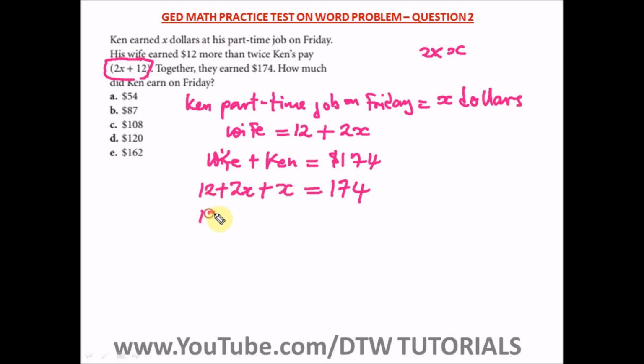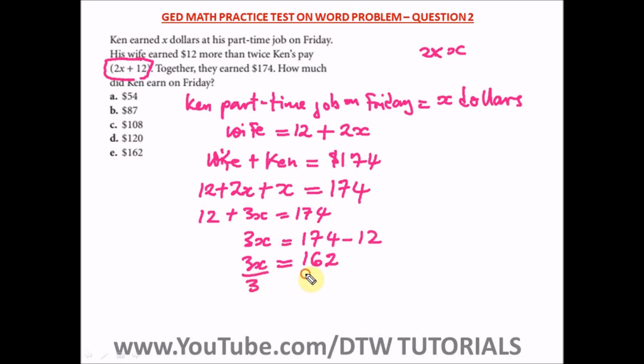So here we have 12, 2x plus x will give us 3x equal to 174. We have to take 12 to the other side. In taking 12 to the other side, the sign will change to a negative sign. So we have 3x equal to 174 minus 12. And what is 174 minus 12? That will give us 162. So we have 3x is equal to 162.